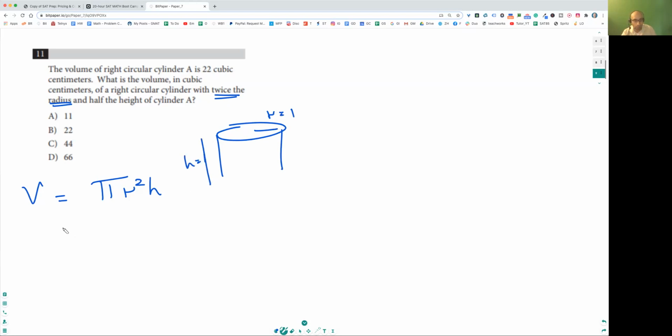So what is the volume of this, guys? Then in that case, the volume would be pi times 1 squared, right? Radius is 1 squared times 1, right? It's going to be equal to pi. Now try to solve this problem and see if you can understand it. So they're saying, what is the volume in cubic centimeters? And ignore this piece for now. Just think about it this way. So what is the volume in cubic centimeters with twice the radius and half the height?